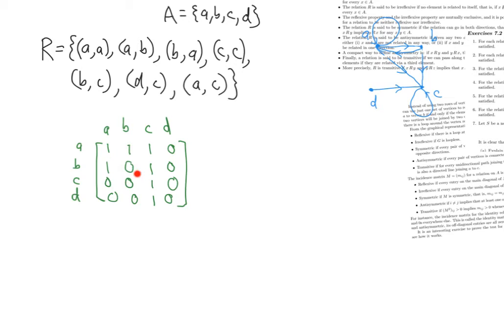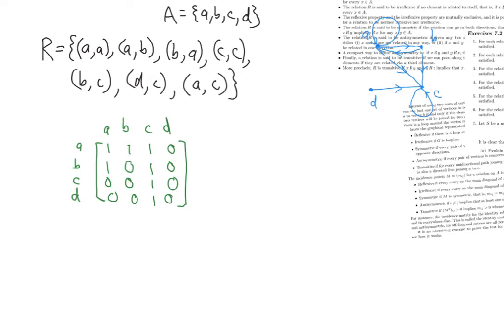Well, notice the loops, or the ordered pairs of the form A comma A, will all be on the diagonal. So for reflexive and irreflexive, I'm looking at the diagonal. If these were all ones, I would say the relation is reflexive. If they were all zeros, I would say the relation is irreflexive. But since we have a mixture of zeros and ones, that's why the relation is neither reflexive nor irreflexive.